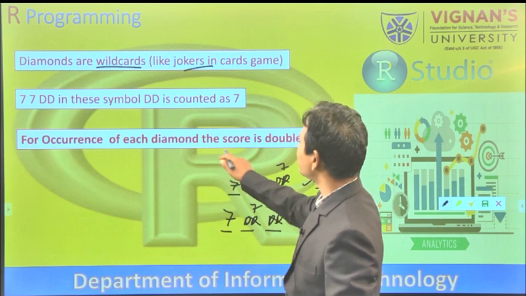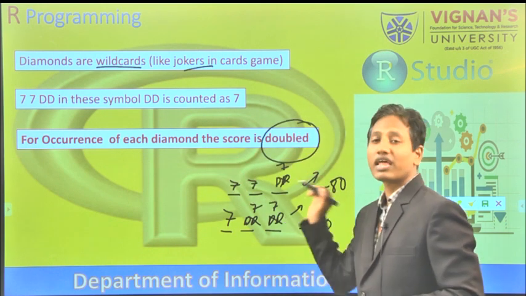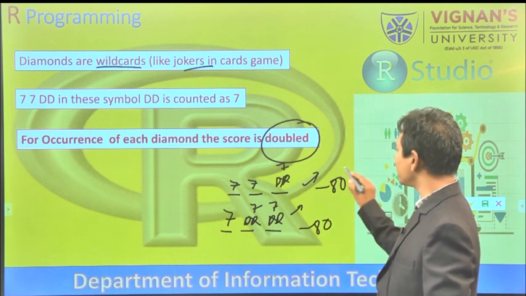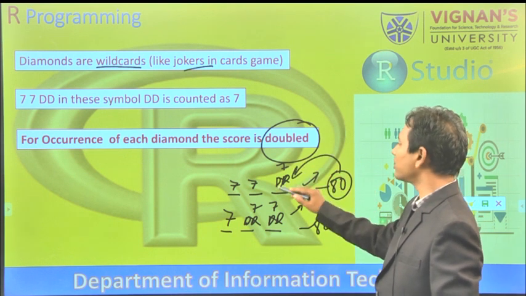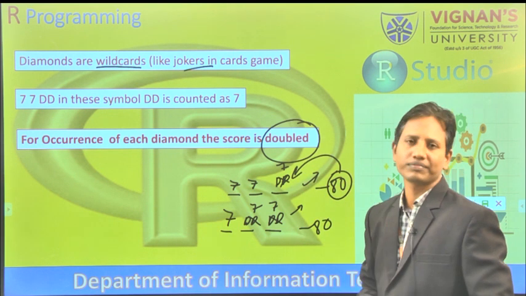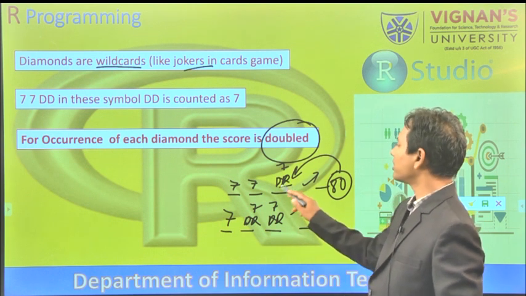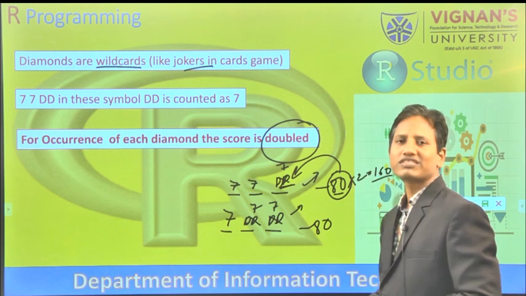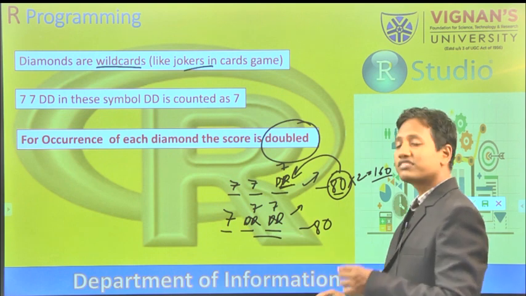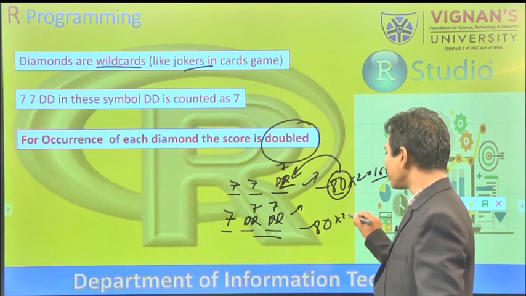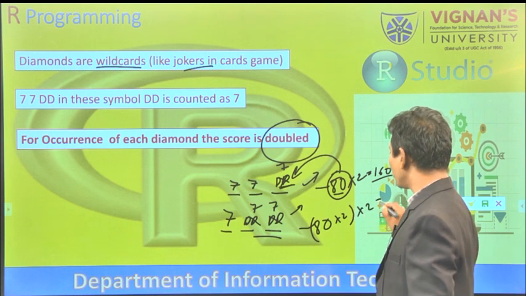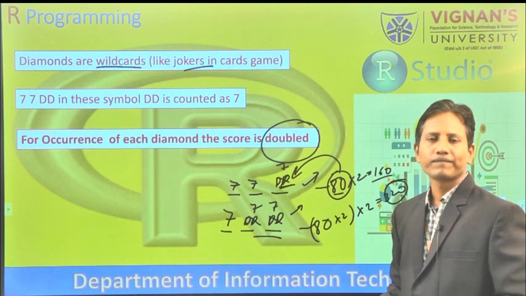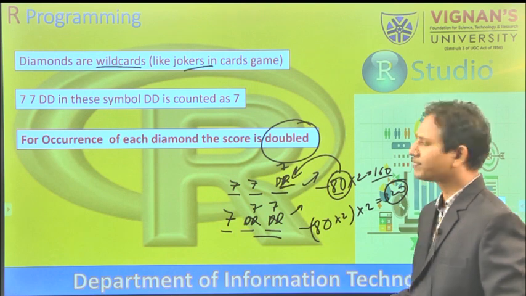For the occurrence of each diamond, the score is doubled. This is another case we have to remember. Here you have been given this 80, and based on how many diamonds occurred, it is going to be doubled. In this case, the 80 is doubled, so you will be given 160. In this case, the 80 is doubled twice, so 80 into 2 is 160, and again into 2 is 320. You will be given 320. So these are the conditions.